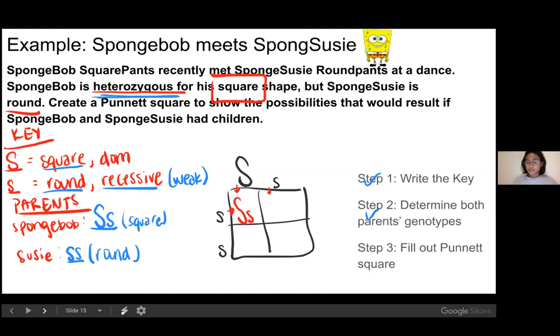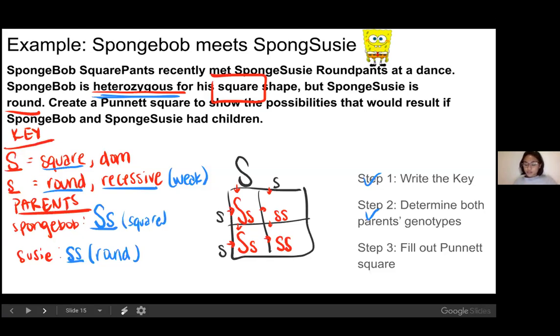My next box I take from the top and from the side. So little s and little s. Your next box, take it from the top and from the side. What belongs there? That's right, big S and little s. And go ahead and fill out the final box by yourself. Take from the top and take it from the side. That would absolutely be little s and little s. And that's how you fill out the Punnett square.